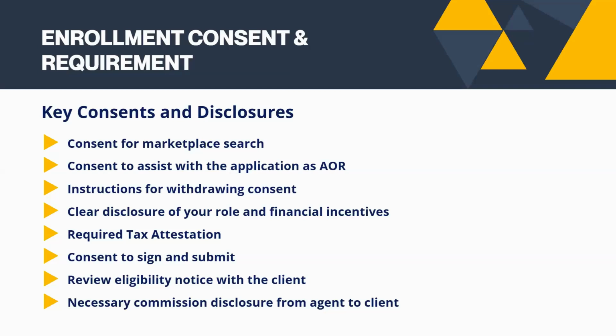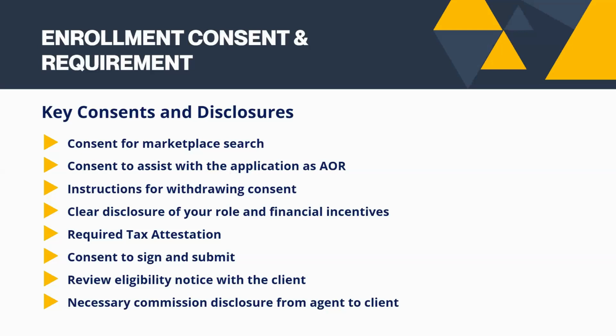Make sure you are reading the required tax attestation. That needs to be read to them word for word. They need to acknowledge. You also need consent to sign and submit the application. So make sure that you are getting explicit permission to sign that application under penalty of perjury, meaning all answers are provided correctly and true to the best of their knowledge.